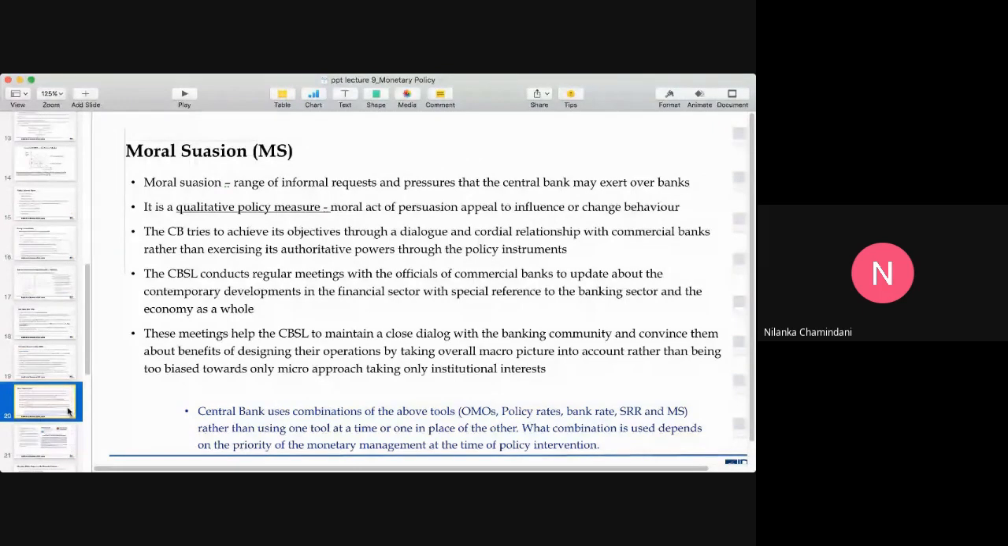So far we discussed different types of monetary policy tools. Actually, they come under the quantitative measures. But here we can see this is a qualitative policy measure. So there is a moral act of persuasion, appeal to influence or change the behavior of the commercial banks. So this is a different approach. The central bank tries to achieve its objective through dialogue and a cordial relationship with commercial banks, rather than exercising its authoritative powers through the policy instruments. That being the monetary policy.